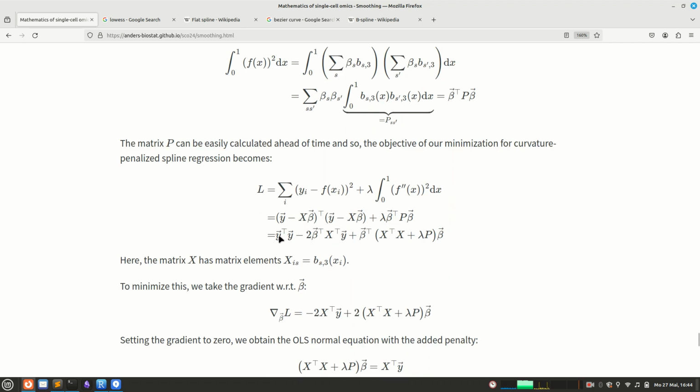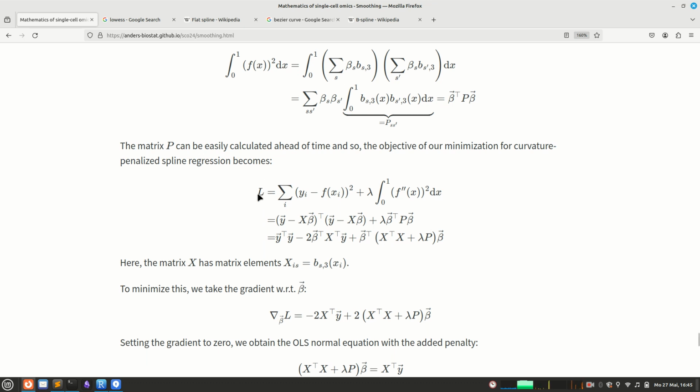And as you can see, I can now rearrange this and say we have this yty, we have minus 2 times beta t x ty, and beta t times, and now I put here the product of these two x's and the product of this p together. And that's now the beautiful thing, because imagine we wouldn't have this term here. Imagine we wouldn't want to have a curvature penalty. Our lambda would be 0. Then this lambda p would vanish. So it's more or less a very similar equation as we use for ordinary least square.